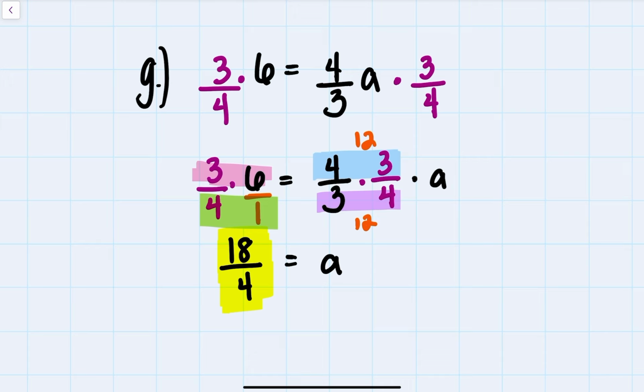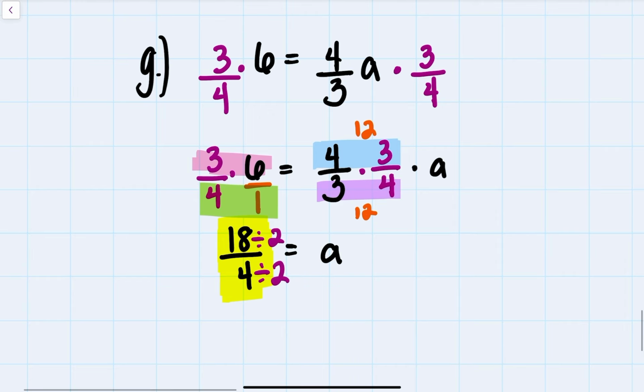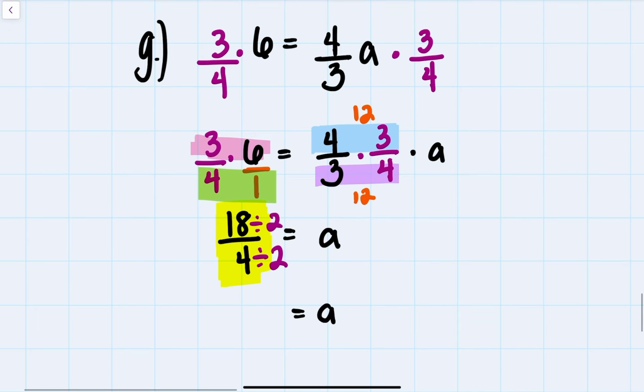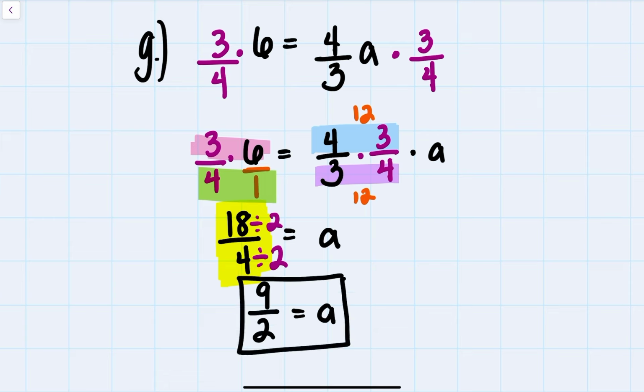So let's go ahead and check in this case, guys. And there is actually a number that goes into them. I could actually divide both of them by 2. So I'm going to go ahead and divide this one by 2 and divide that one by 2. And that's actually us simplifying the fraction. So 18 divided by 2 gives me 9, and 4 divided by 2 gives me 2. This here is our final answer.